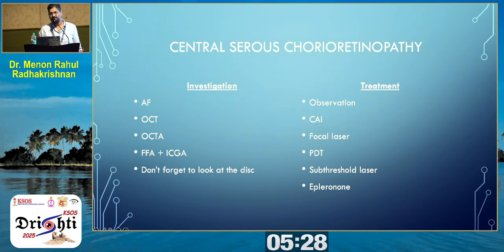Now, what are the investigations that you want to do? You would like to get an autofluorescence. OCT is must required. You can do an OCTA, especially in chronic CSRs. OCT is very important to diagnose CNVMs. You can get an FFA and ICG to look for the leak.